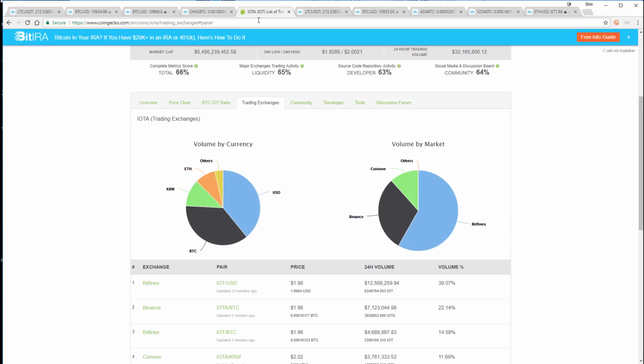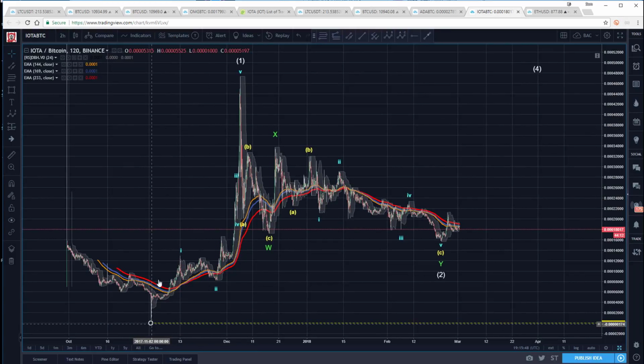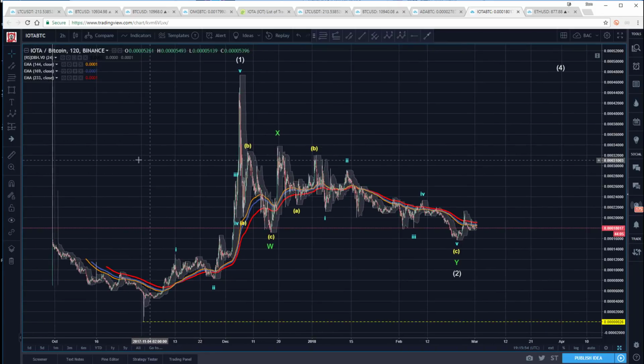I can find it. Where did I put it? Here it is. Okay, so here's my work on it now. We're working off of this low here. This is November 1st when we put that low in. All right, so there's certainly some choppiness here. It's not the cleanest count.